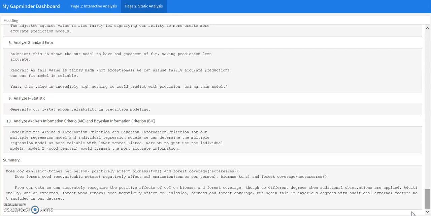Now, in summary, we wanted to go and answer our questions. Does CO2 emission tons per person positively affect biomass in tons and forest coverage in hectares? So with this, from our data, we can accurately recognize the positive effects of CO2 on biomass and forest coverage, though through different degrees when additional observations are applied. Additionally, as expected, forest wood removal does negatively affect CO2 emission, biomass, and forest coverage, but again, this is in various degrees with additional external factors not included in our data set.